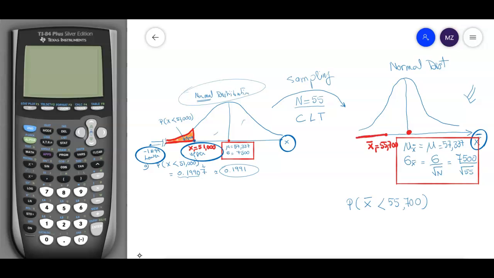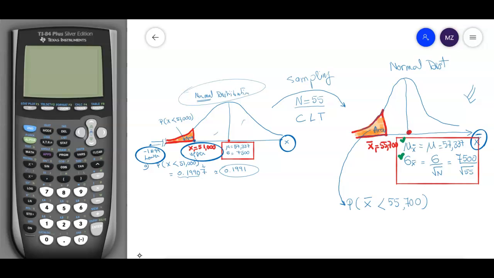And again, it's a similar thing: you are drawing the area. So you're looking for this area in here smaller than 55,700. This is the probability that you're looking for. So how can I do it? Again, it's exactly the same thing. We need the mean. We have it. This is the mean. I got the standard deviation. I got it for my calculator.